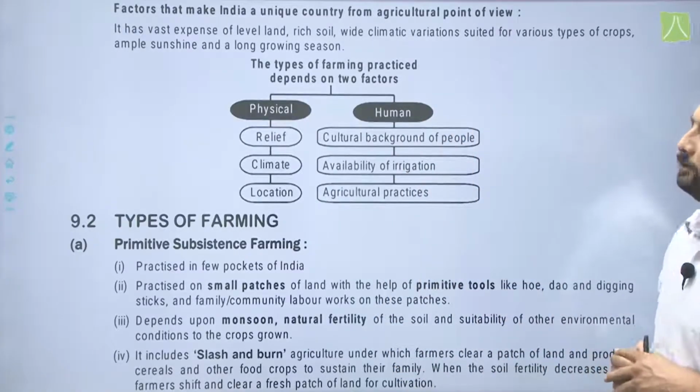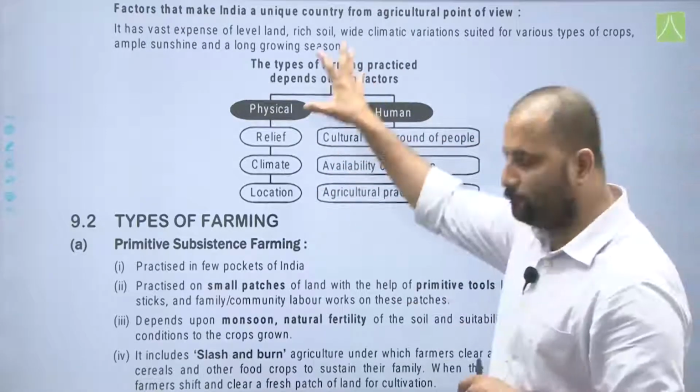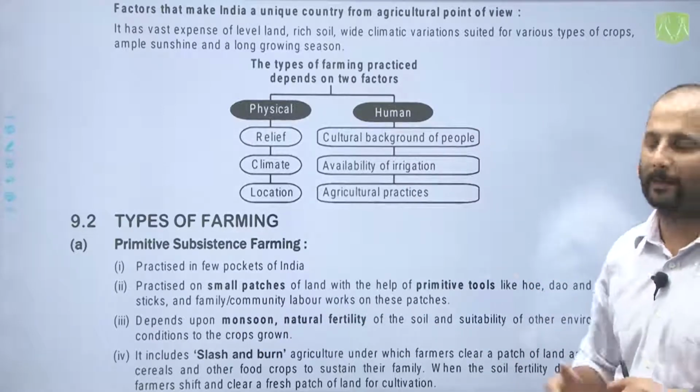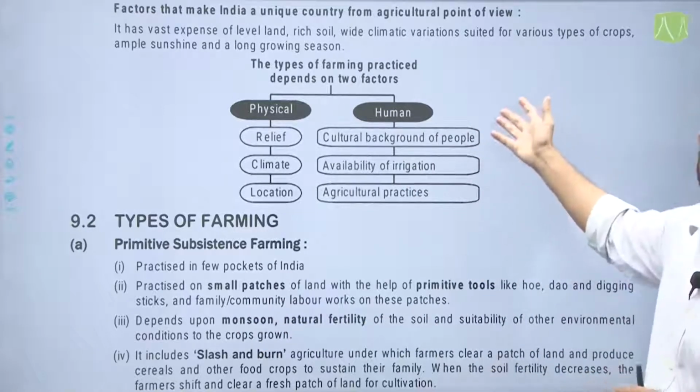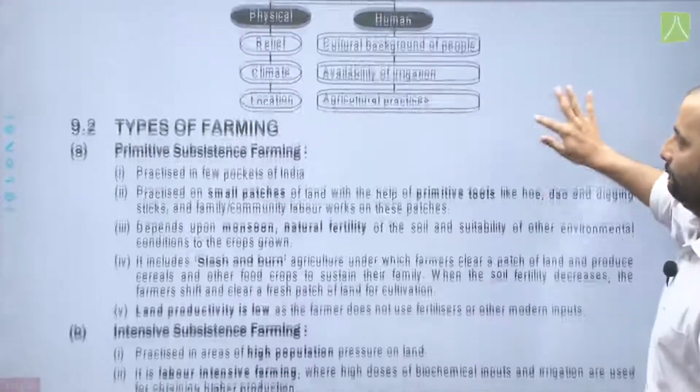The type of farming practice depends on two factors: physical factors and human factors. In physical factors you have relief, climate and location, and in human factors, the cultural background of people, availability of irrigation and agricultural practices.